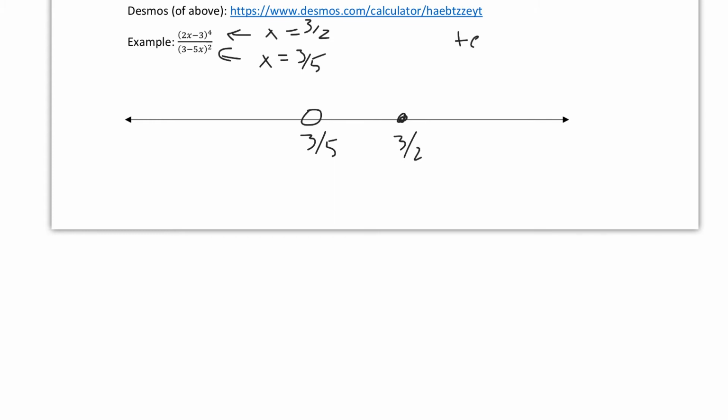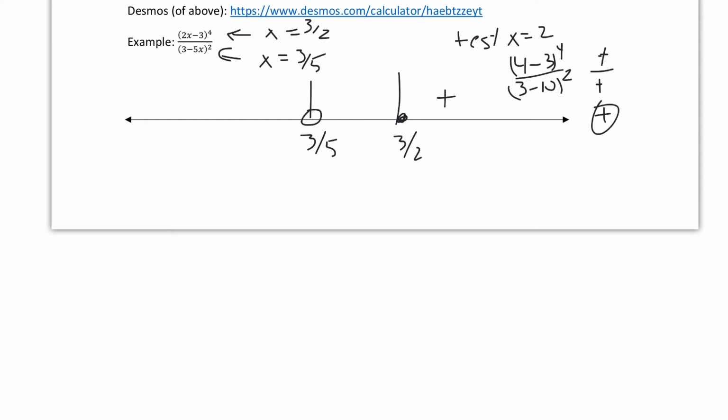So let's test maybe x equals 2. Well, we would get (2 times 2, so 4, minus 3) to the power of 4, over (3 minus 10) to the power of 2. Now, 4 minus 3, that's going to be positive to the power of 4. That's going to be positive on the top. 3 minus 10 is negative, but when you square it, it's positive. So positive divided by positive is overall positive. So we can put that right there.